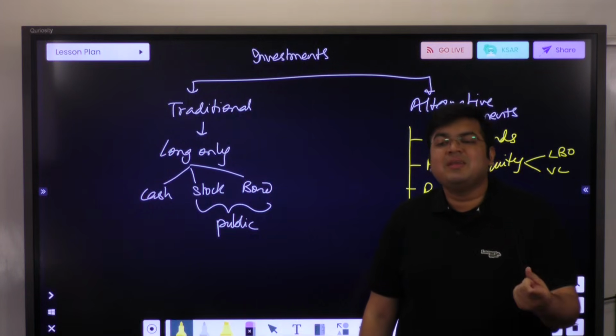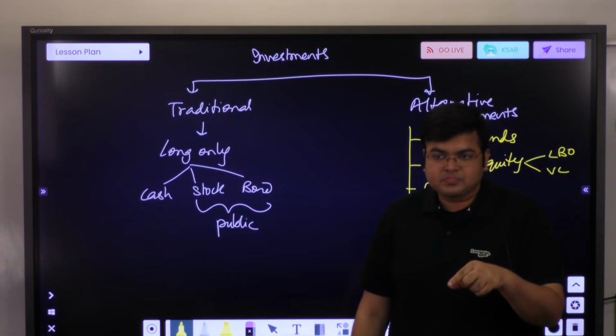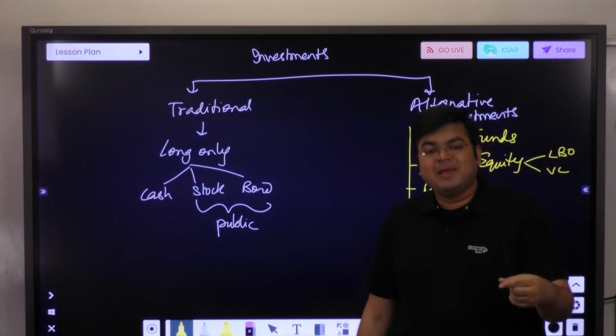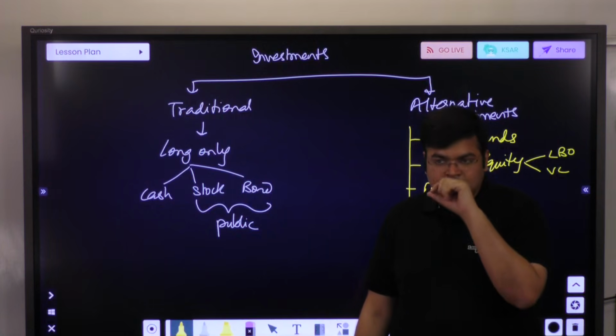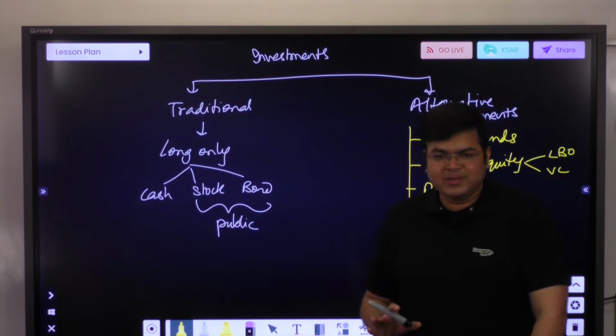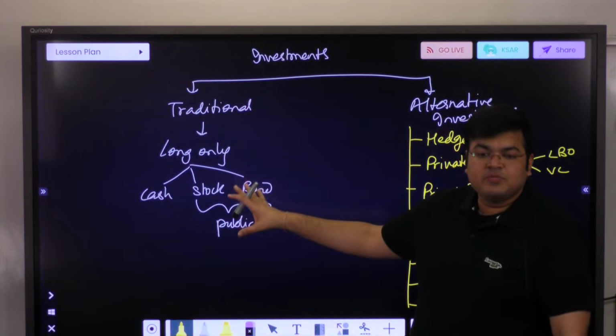But now we can easily invest in Zomato because it is now a public limited company. It is a listed company. Tell me, are you following this? So therefore, these are the traditional forms of investments.